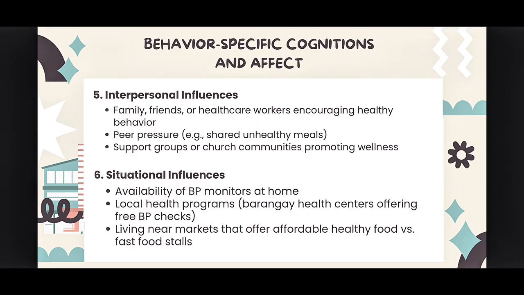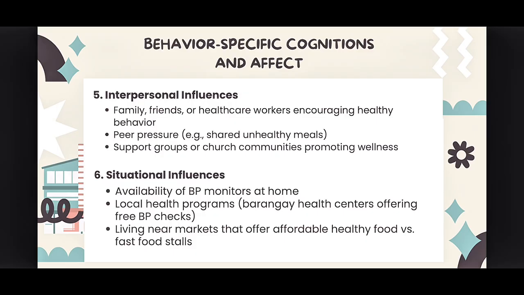So we have interpersonal influences. This focuses on how people around a hypertensive patient can affect their health behavior. For example, family, friends, or even healthcare workers can encourage them to eat less salty food, exercise, or take their medicines on time. But sometimes, the opposite happens, like when barkada or co-workers eat together and everyone orders fast food. That kind of peer pressure can make it harder to maintain healthy habits. On the positive side, support groups or even church communities can also provide encouragement and accountability, which helps patients stay motivated in managing their blood pressure.